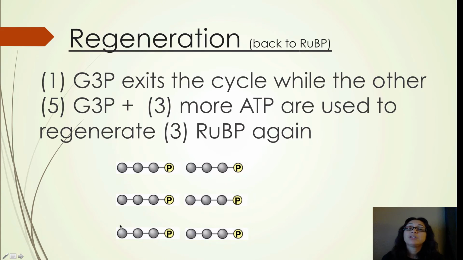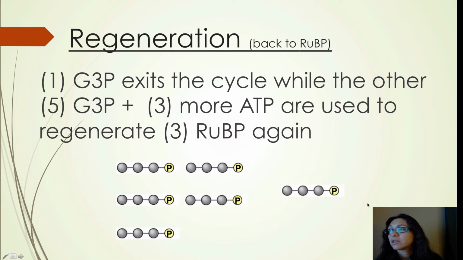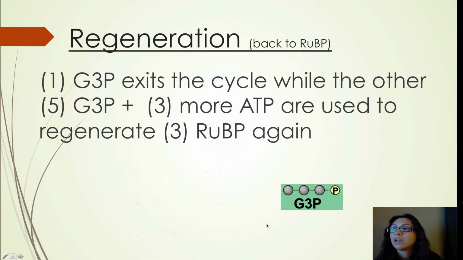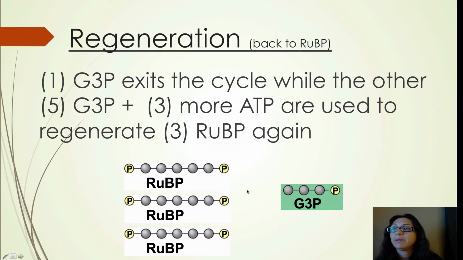Now we get into the regeneration phase. We've made 6 G3P, but all 6 of those G3P aren't going to leave the cycle. In fact, only 1 G3P leaves the cycle. The other 5 G3P are going to be used in the regeneration phase in order to make the RuBP again, to start the cycle all over again. So only 1 G3P actually leaves. The other ones are going to be used to regenerate RuBP again.